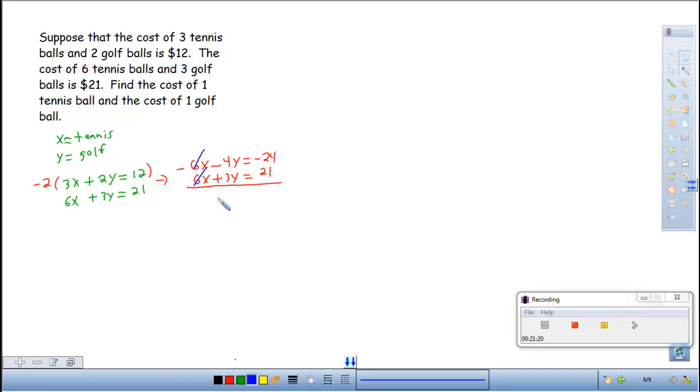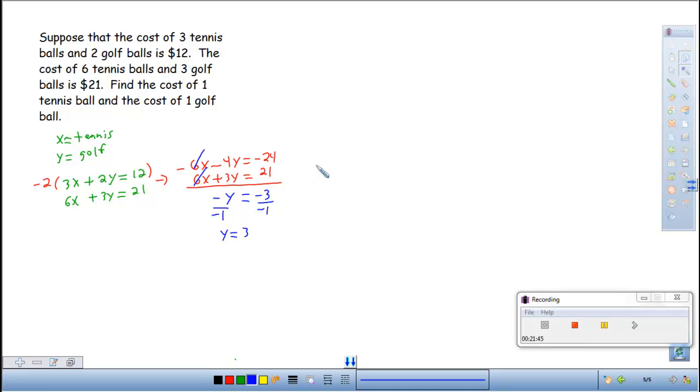So I have negative 4y and positive 3y gives me negative 1y, and negative 24 plus 21 gives me a negative 3. I can't leave that as a negative y, so we need to divide both sides by negative 1. And that tells me that y equals 3, which represents the golf balls. So my golf balls cost $3 a piece.